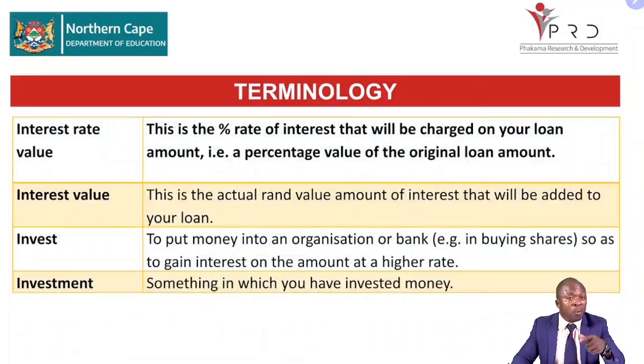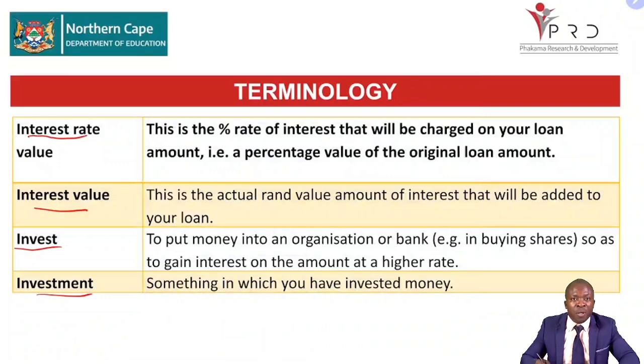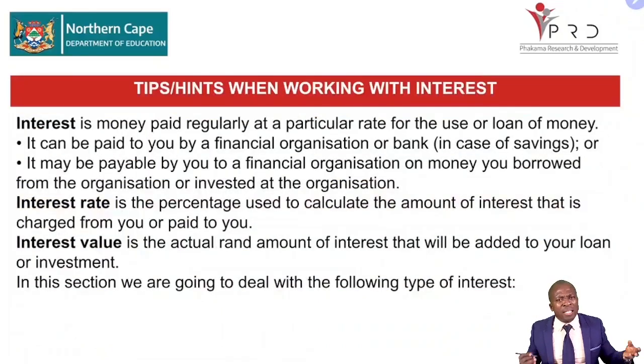Because remember, whether it's paper 1 or paper 2, we will be asking you to explain or define at least 2 or 3 words that are related to the topic that you are dealing with. So issues like interest rate, you have to know what it is. What is to invest? What is an investment? What is an interest value? These are things that we are hoping by this time you should be fine with. So now, when you want to work with interest, what are some of the key things? What are some of the tips that you need?